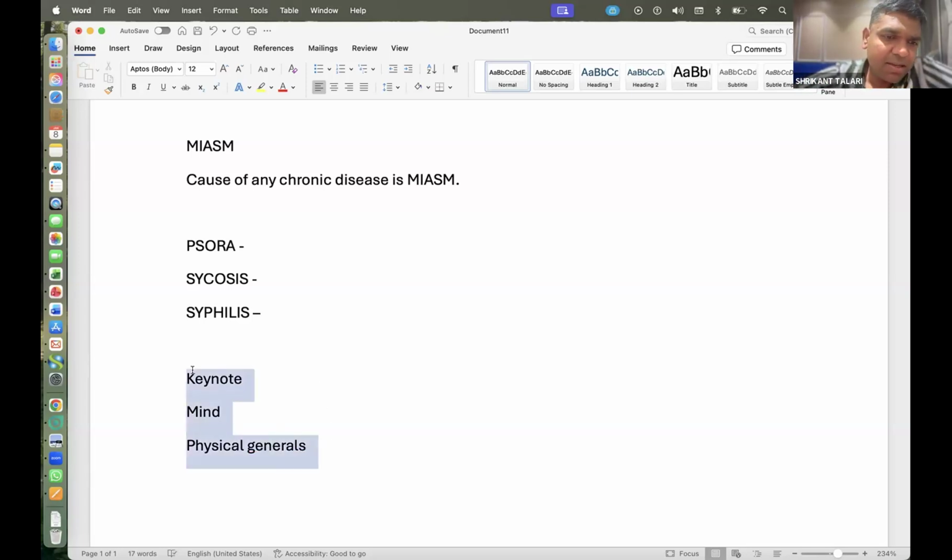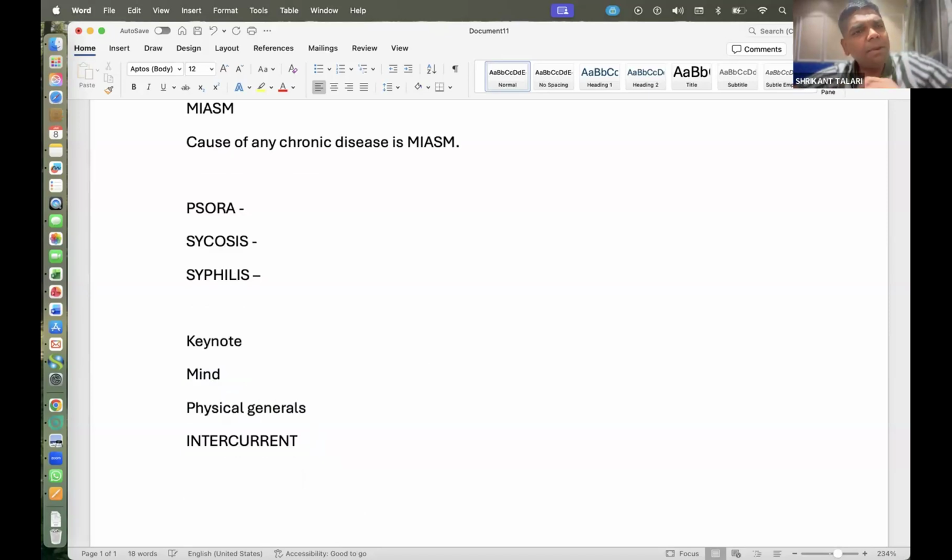Essentially, if I address keynote symptoms or mental symptoms or physical generals, miasms will be automatically addressed. Sometimes what you may need to do is give an intercurrent remedy like medorrhinum or psorinum or syphilinum or sulphur, and that will be good enough. That's how my understanding of miasm was.